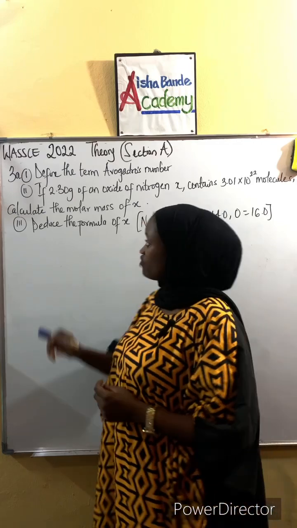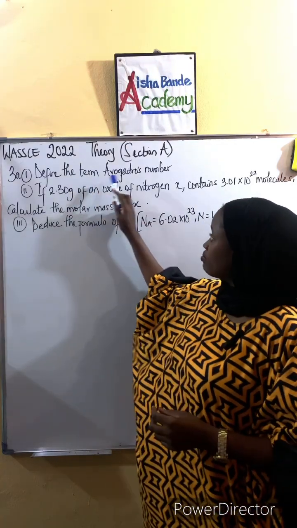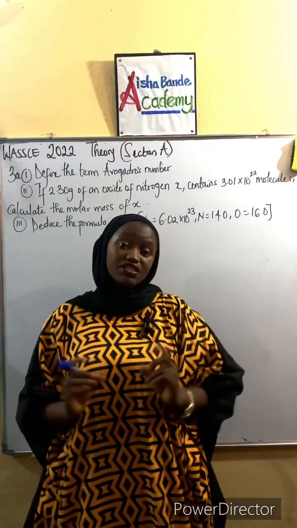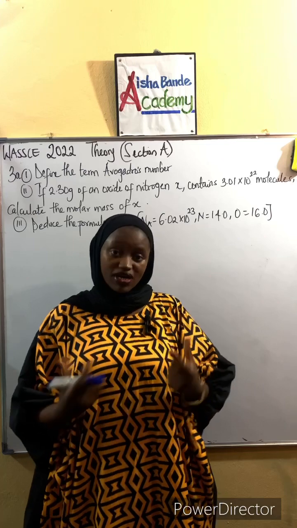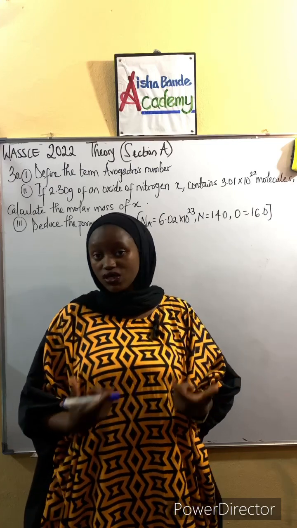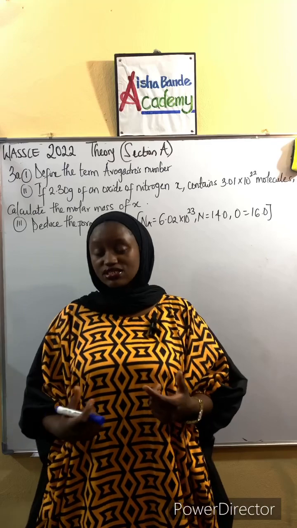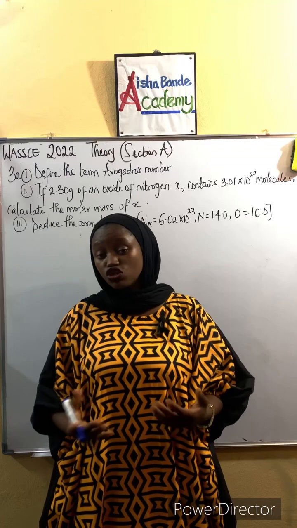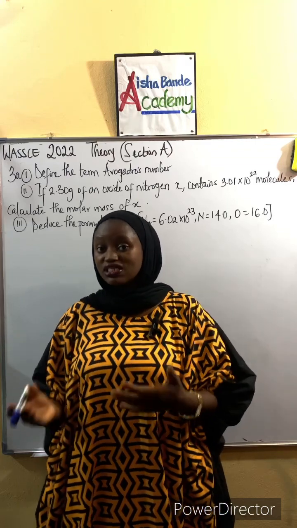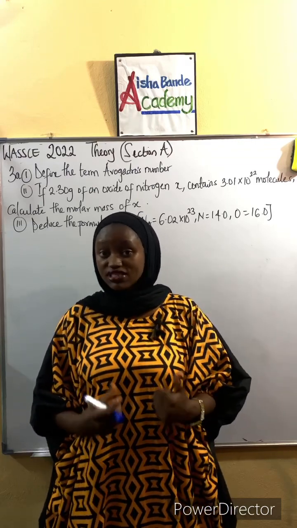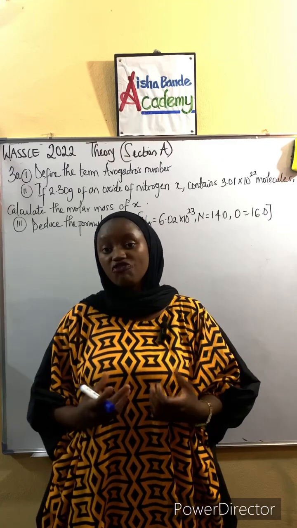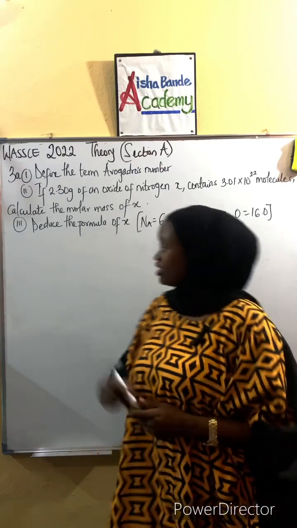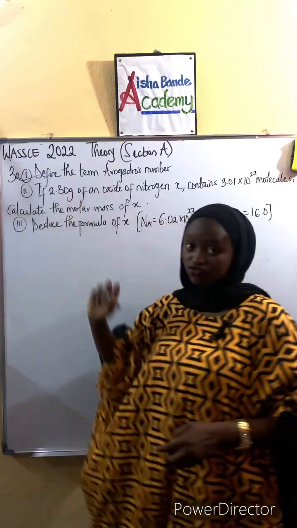So let's begin. The first question says that we should define the term Avogadro's number. So Avogadro's number can simply be defined as the number of particles, such as molecules, ions, or atoms, that are present in 1 mole of a substance. We can also say Avogadro's number is the number of particles, such as molecules, atoms, and ions, that are present in 12 grams of carbon-12. That answers the first question, number 3a. We've defined Avogadro's number.